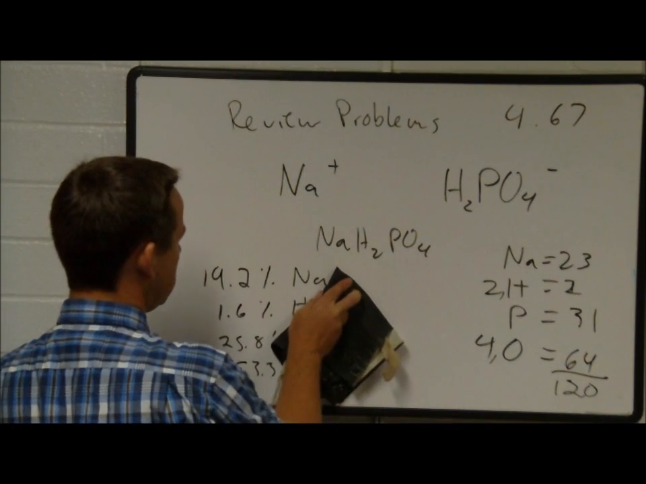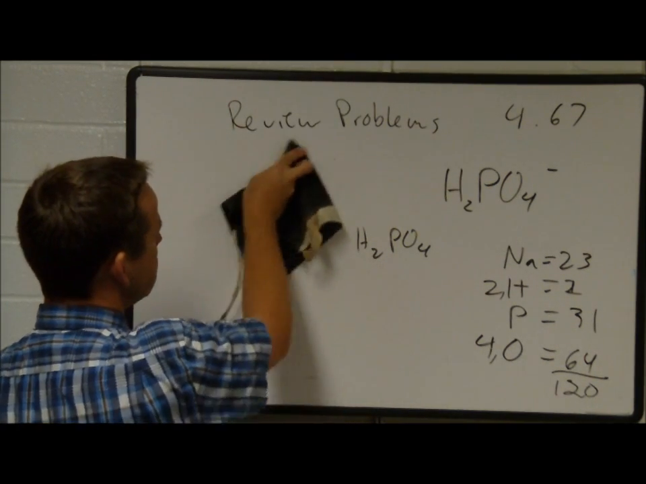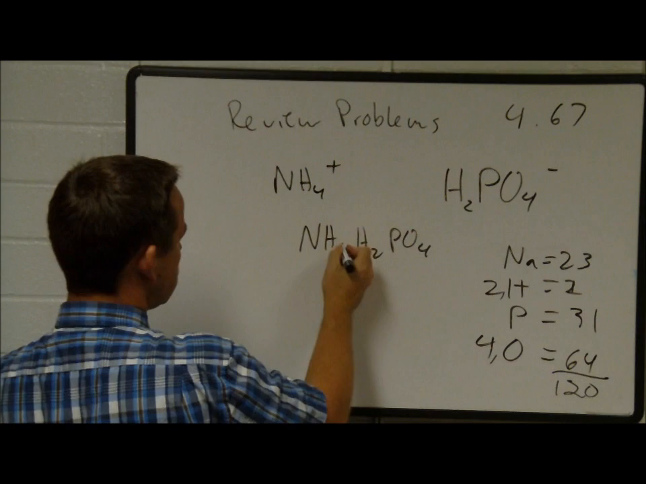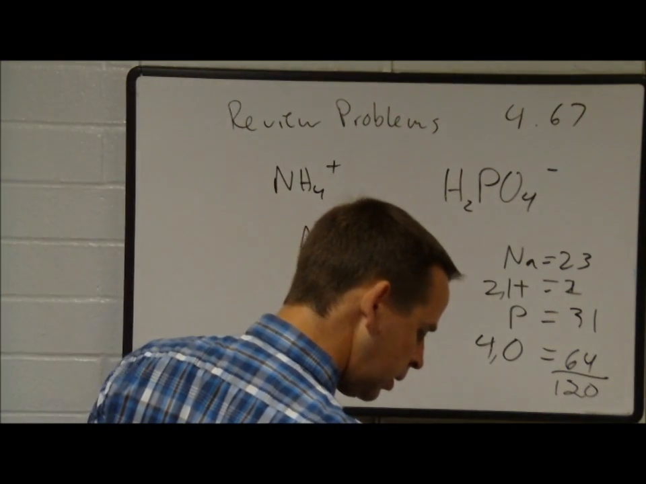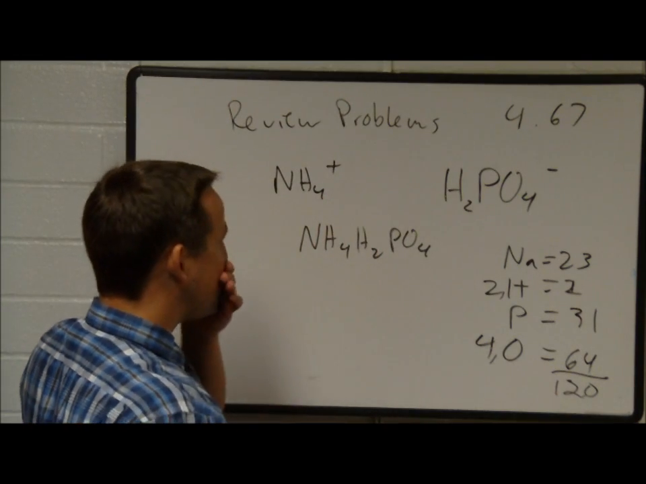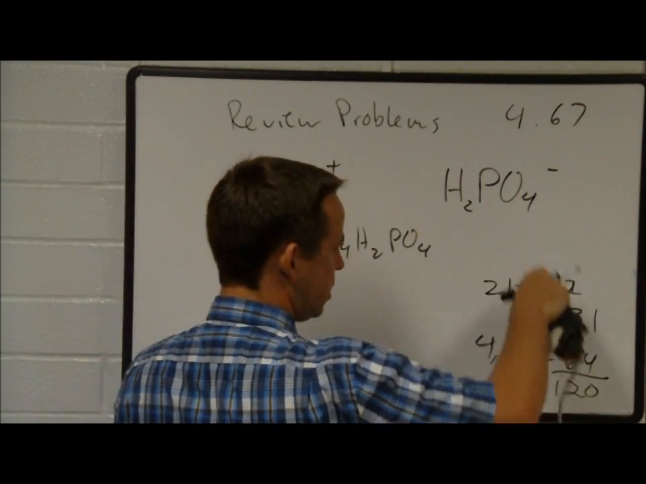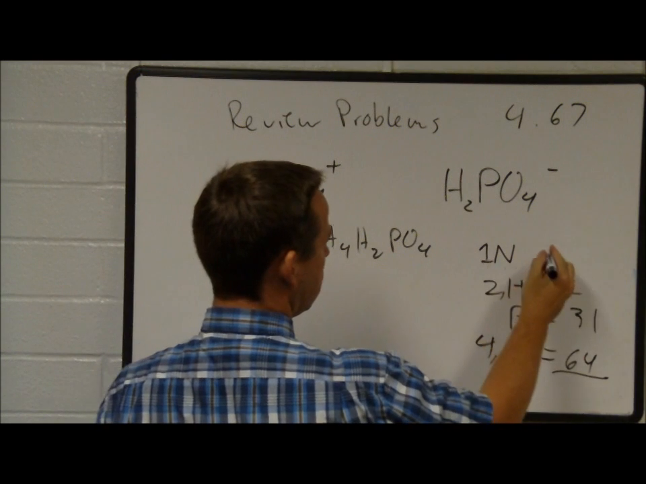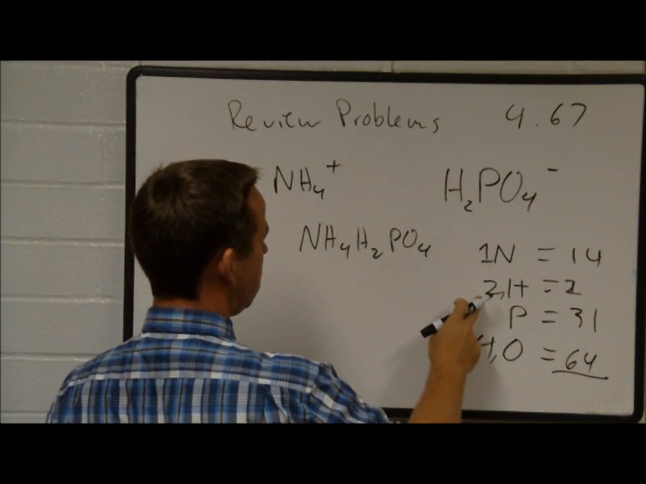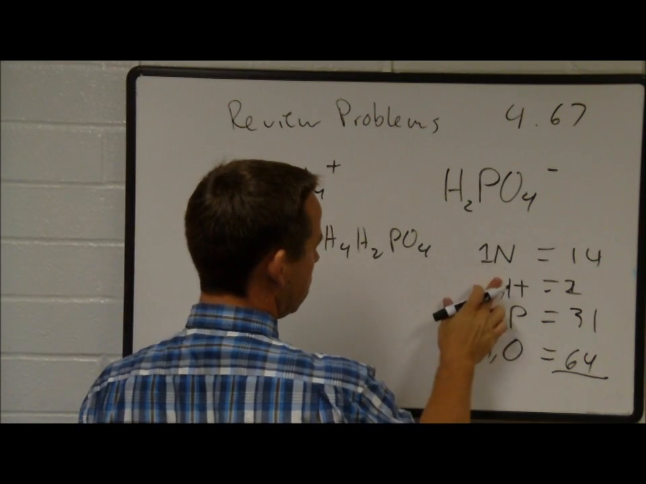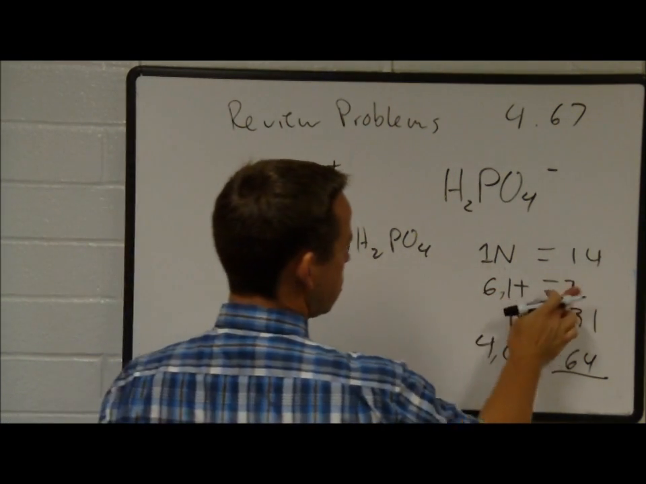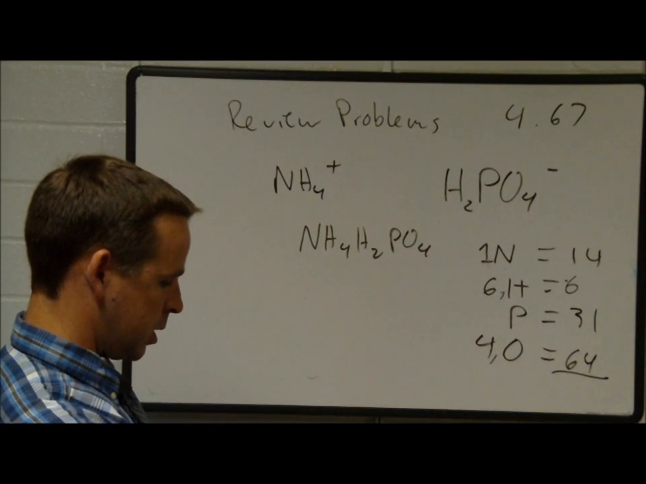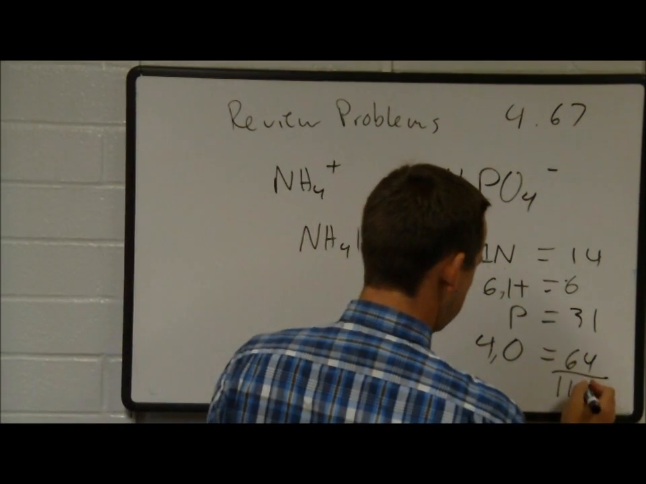dihydrogen phosphate ion. Ammonium dihydrogen phosphate. So this only changes by this being NH4+. So we have NH4+ coming together with the dihydrogen phosphate again. So the only thing we have to change here is the fact that this is now an ammonium ion, 1 nitrogen, 14, and instead of 2 hydrogens we have an additional 4, so that's a total of 6 hydrogens. So that's a total mass of 6, all right? So we have 14, 6, 31, 64. 14 plus 6 plus 31 plus 64, and that's 115.